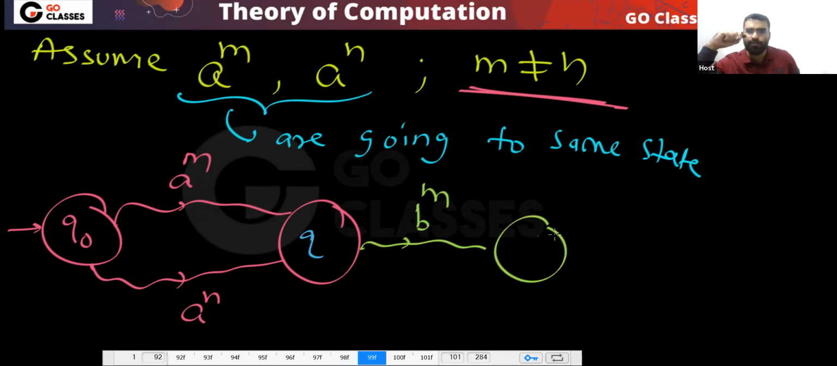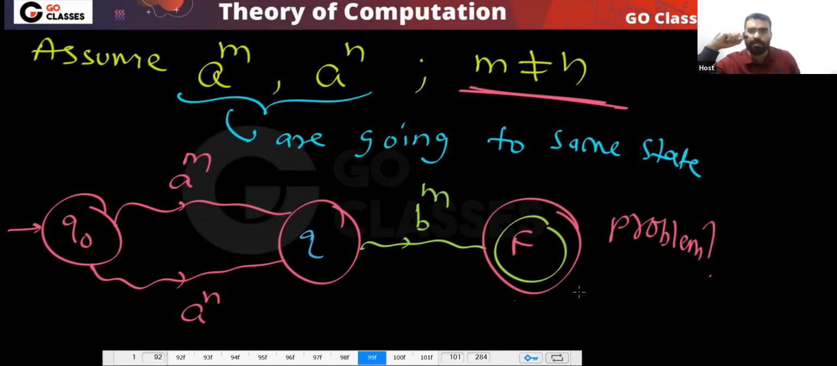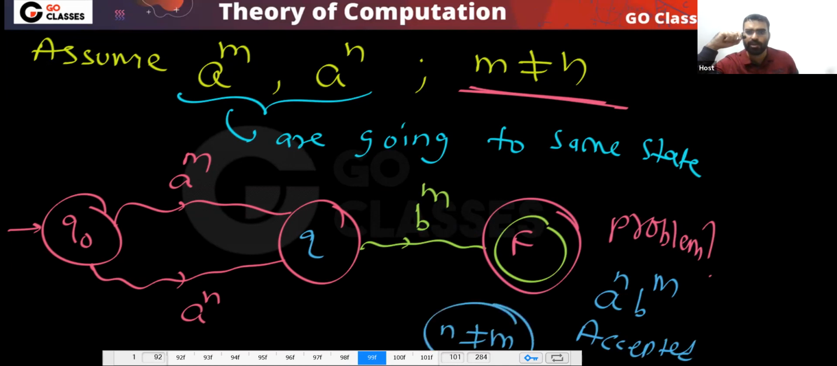So, for example, if you say final state, then there is a problem. What is the problem? a power n, b power m is accepted. This is the problem. Remember, n is not equal to m.